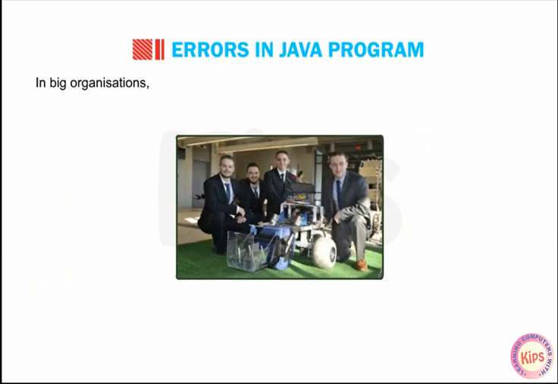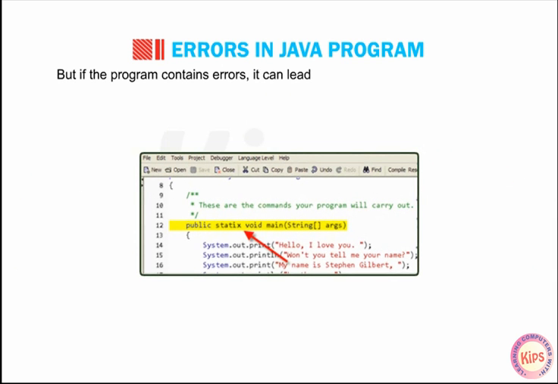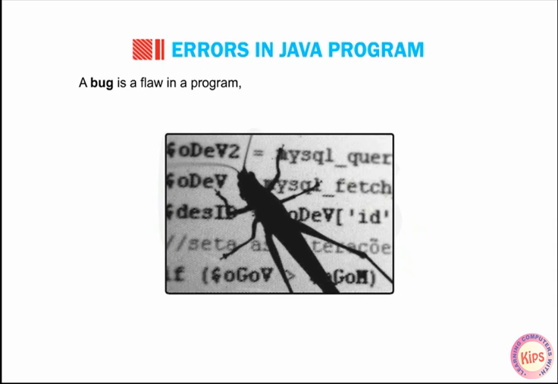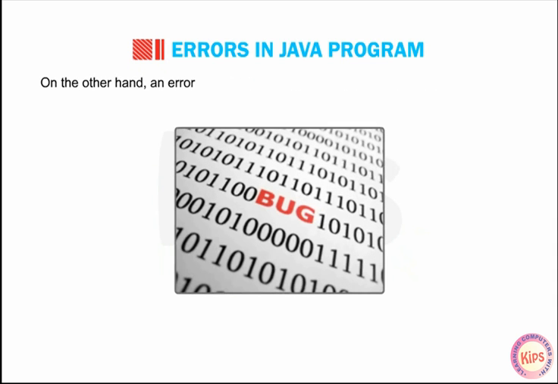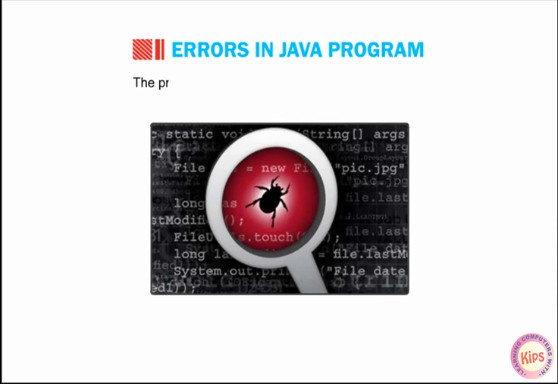In big organizations, every program or application is designed to solve a real-life problem. But if the program contains errors, it can lead to wrong results or sometimes no results at all. At times, we confuse ourselves between errors and bugs. A bug is a flaw in a program due to which something works incorrectly. On the other hand, an error is a flaw or mistake when the program does not work at all. However, these definitions are quite fluid and depend mostly on the context. The process of removing bugs is called debugging.